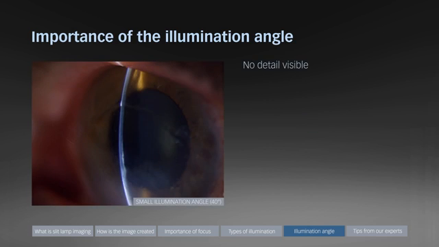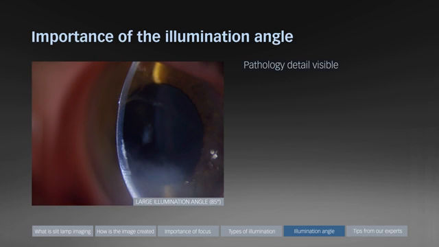This image has been captured with a relatively small illumination angle of about 40 degrees. It shows that there is some pathology affecting the inferior cornea. The same eye has been captured with a large illumination angle of about 85 degrees. This image reveals that the inferior cornea is thickened and that there is pathology affecting both anterior and posterior surfaces.